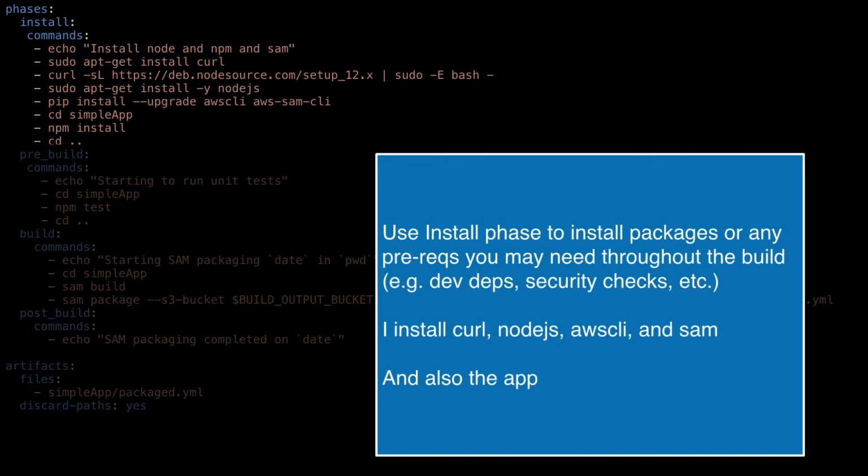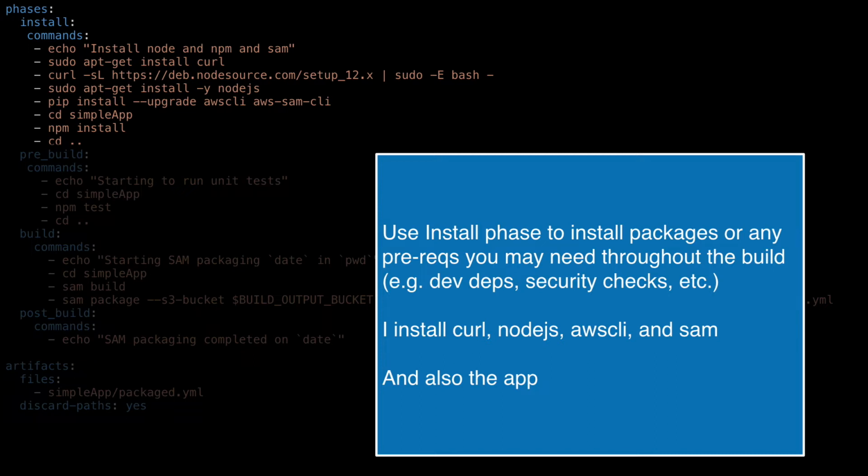So in the install phase, we will install the packages that we need and any other prerequisite that we need to go through the build. As this is an empty Docker image, I need to install things like curl. I need to install Node. I need to install AWS CLI. I need to install SAM. These are very important things that you need to install in order to get this working.